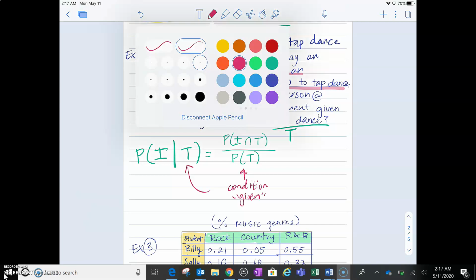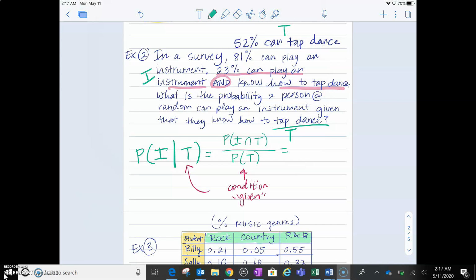Remember how I said here that 23% can play an instrument and, there's that word again, know how to tap dance. So that's going to be our top number there, I and T. So that's 23% on the top, or you can do 0.23, it doesn't really matter, divided by the total number who know how to tap dance. That was up here, 52%. That's why we needed that. It's important that that was not left off.